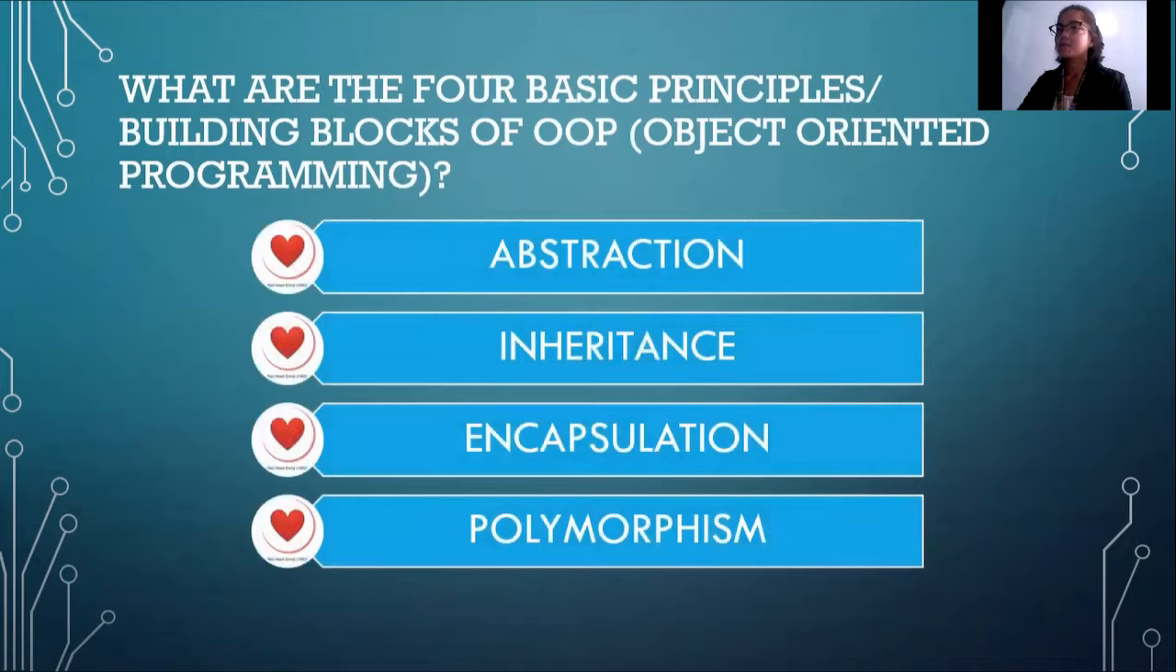What are the four basic principles, the building blocks of object-oriented programming? First, abstraction; second, inheritance; third, encapsulation; and fourth, polymorphism.